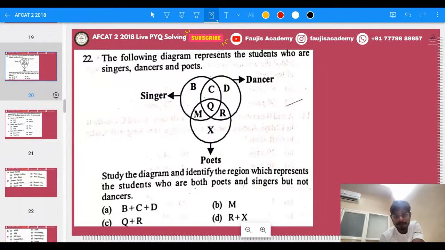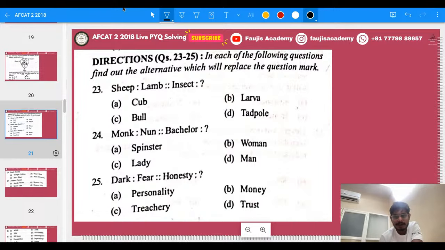Who are both poets and singers, but not dancers. So these are the dancers. The only one over here is 21. 22 is B. Okay, yes. All right, Devnathan, enjoying the show. Anyways, let's focus over here.